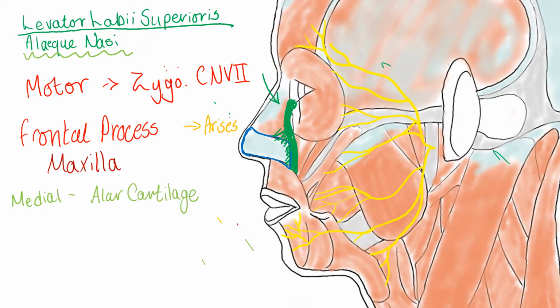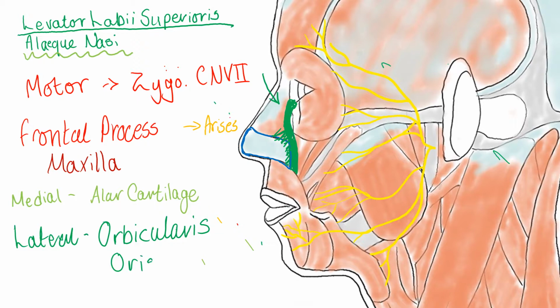And the lateral fibers blend in with orbicularis oris, not to be confused with orbicularis oculi, because orbicularis oculi is the muscle that goes around the eye, and orbicularis oris is the muscle that goes around the mouth. So these fibers will blend in here.